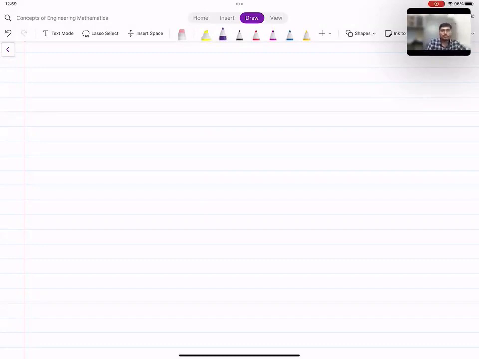So vector multiplication can be done in two different ways, and therefore the products are known as scalar and vector products respectively. And as the name suggests, scalar product will result into a scalar quantity, and the vector product will yield a vector quantity. So let us see them one by one. So we will now see the multiplication of vectors.